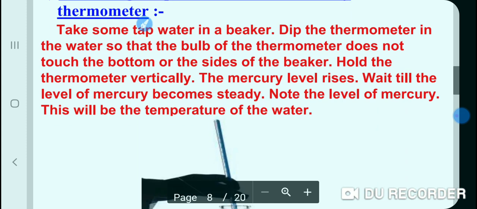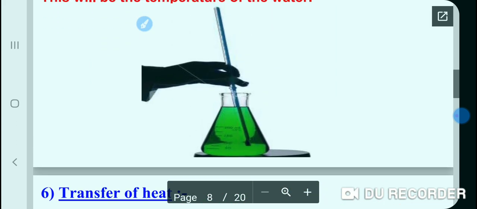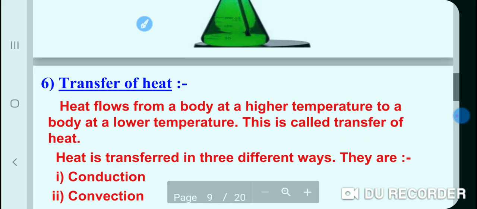Hold the thermometer vertically. The mercury level rises. Wait till the mercury becomes steady. Until the mercury column is steady, you cannot take the correct temperature. Note the level of mercury. This will be the temperature of the water. Here you can see how we can measure the temperature of water with the help of a laboratory thermometer.